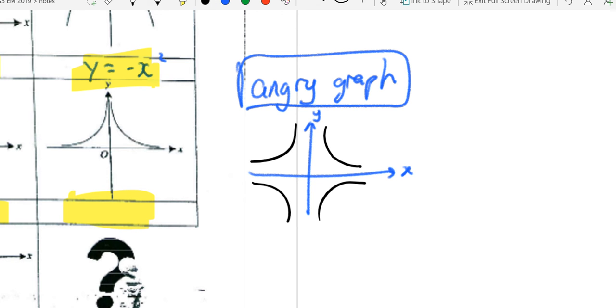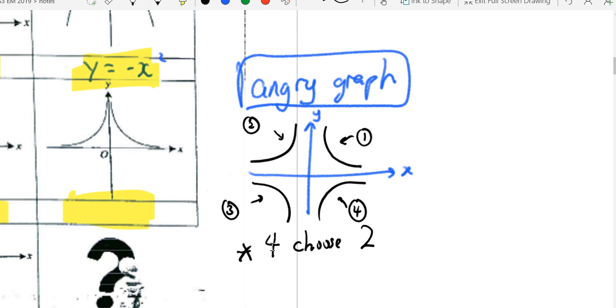Alright? Can you write down the condition? The condition is how many of this angry graph do I see? Let me describe. I see 1, I see 2, I see 3, I see 4. So can you write down 4 choose 2. I teach you a trick, and this trick will help you to select the angry graph correctly.